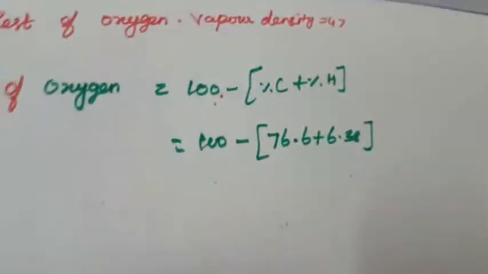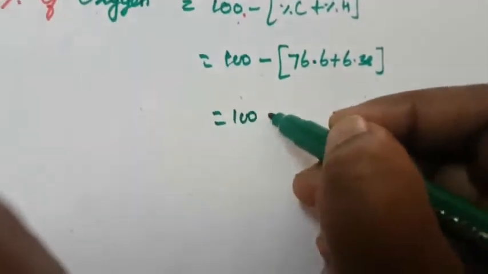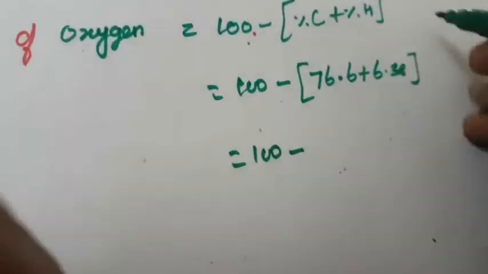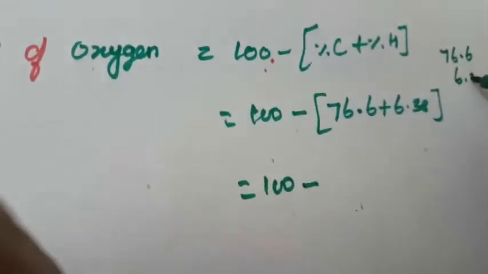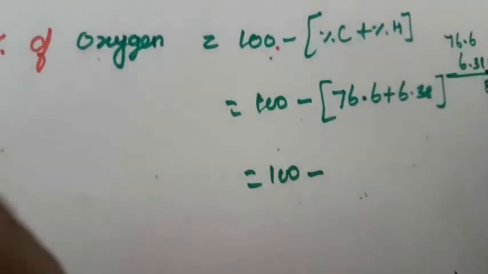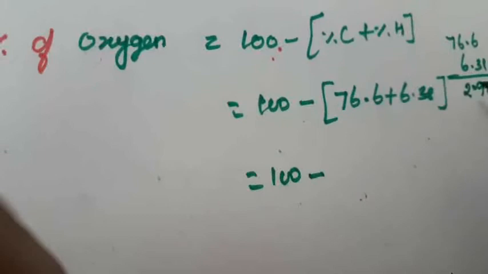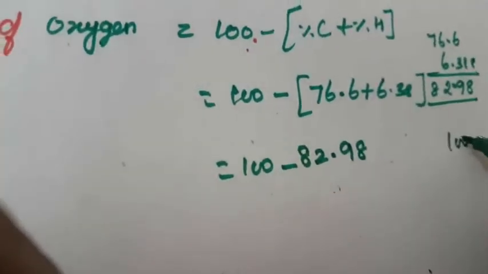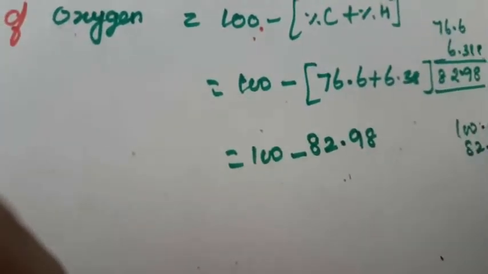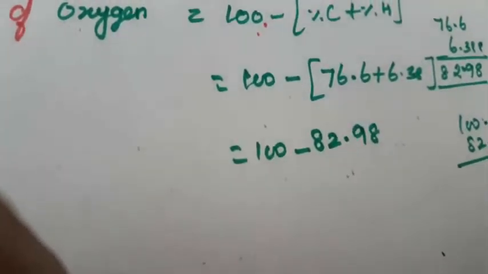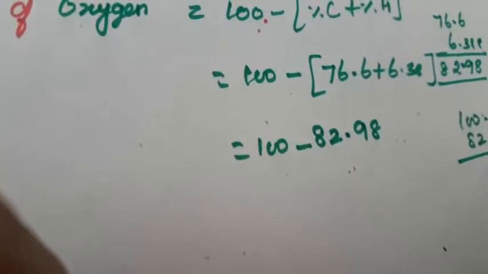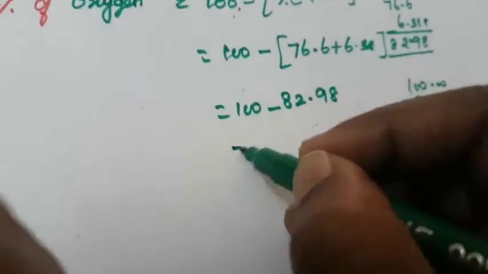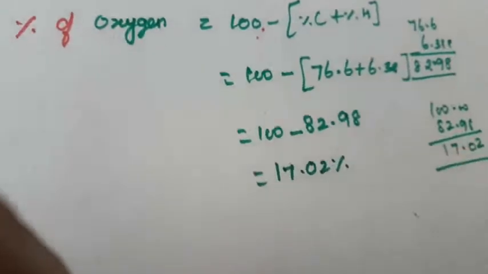Okay, so that is that answer. So 100 minus, you are adding that one, 100 minus, what is the value given? 76.6 and 6.38, so the sum is 82.98. 100 minus 82.98, what is that answer? 17.02. This is the percentage of oxygen.